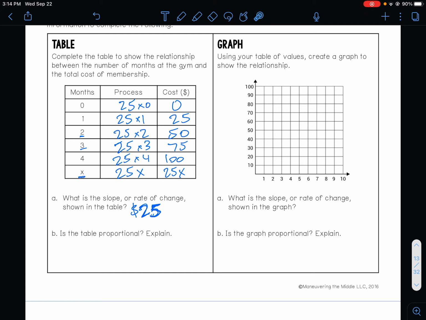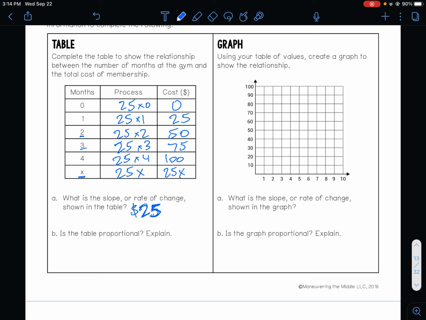Is the table proportional? Explain. Let's actually get to that question afterward. We'll talk about whether relationships are proportional afterward. Let's just go to the graph. So using our table of values, create a graph to show the relationship.